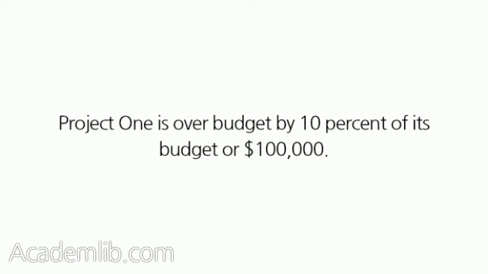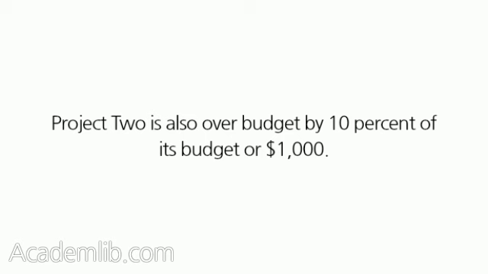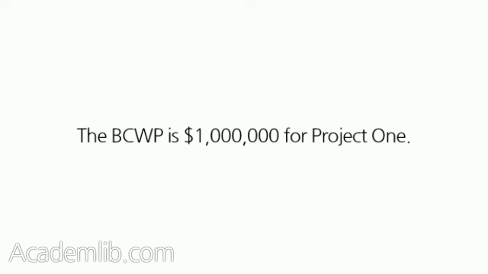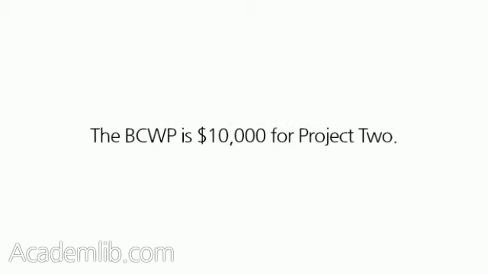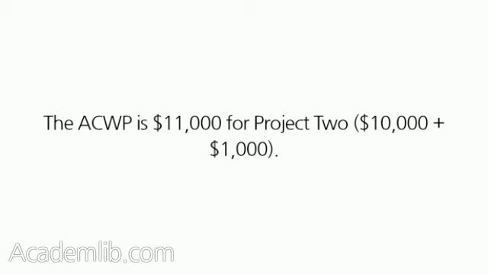Project 1 is over budget by 10% of its budget or $100,000. Project 2 is also over budget by 10% of its budget or $1,000. The BCWP is $1 million for Project 1. The ACWP is $1,100,000 for Project 1, $1 million plus $100,000. The BCWP is $10,000 for Project 2. The ACWP is $11,000 for Project 2, $10,000 plus $1,000.